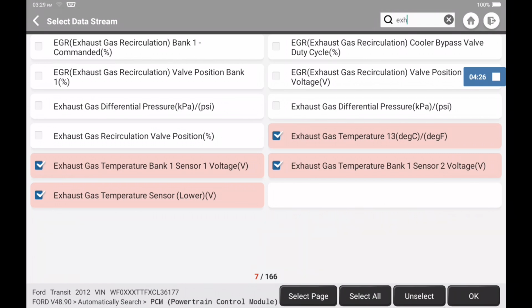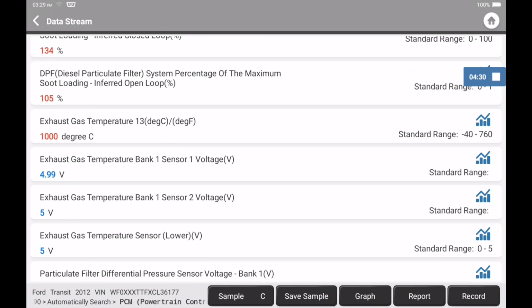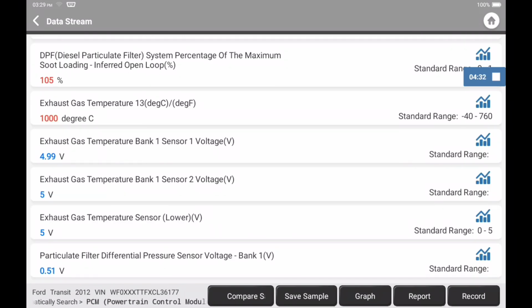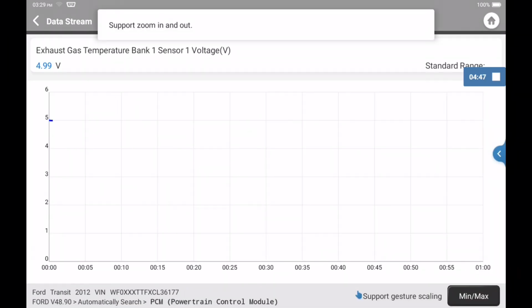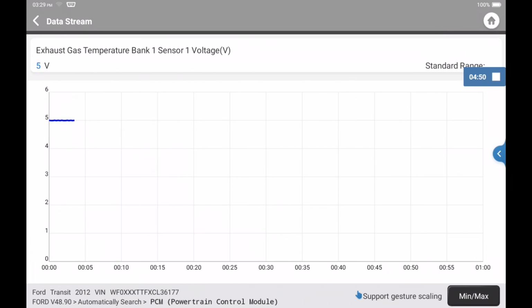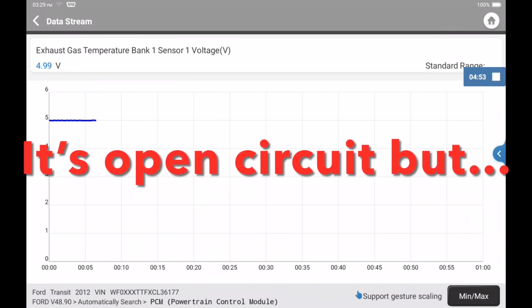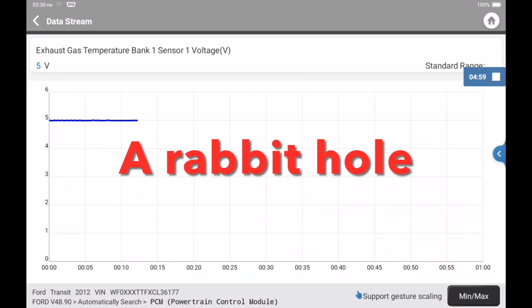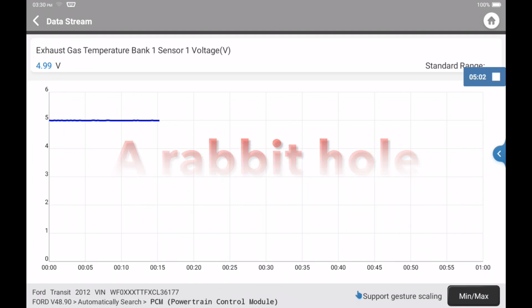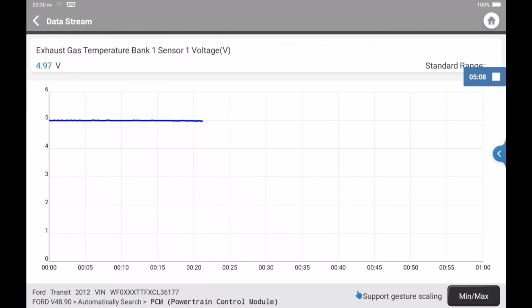Okay, let's add that one there. That doesn't look right, does it? They're all reading 5 volts. Look at this. Have you ever seen an exhaust temperature like that? I think that's shorted. Let's start her up. Don't you think the same as me, that needs an exhaust temperature sensor? That's shorted to the 5 volt reference.